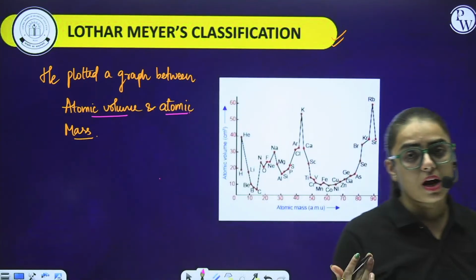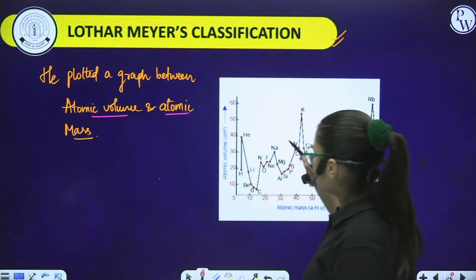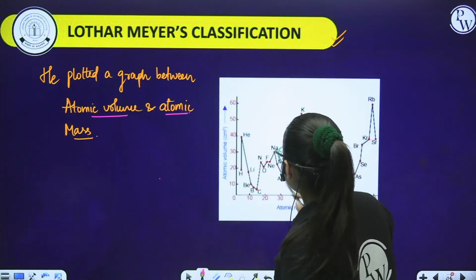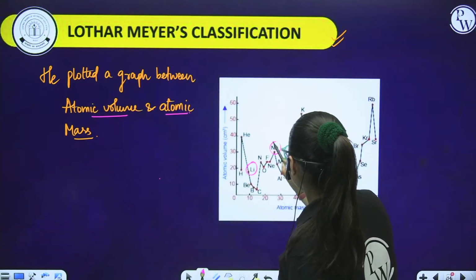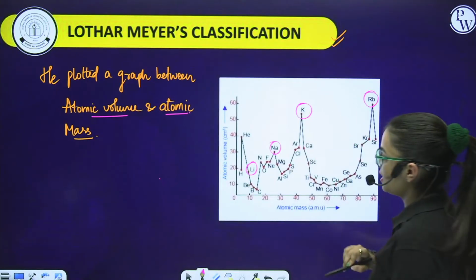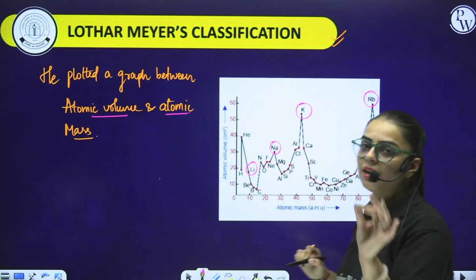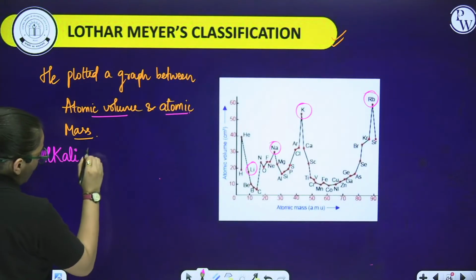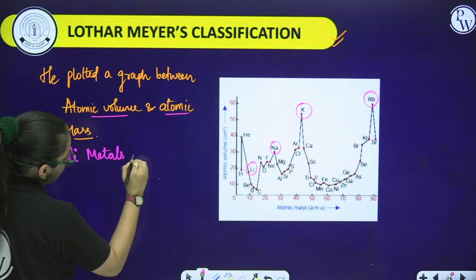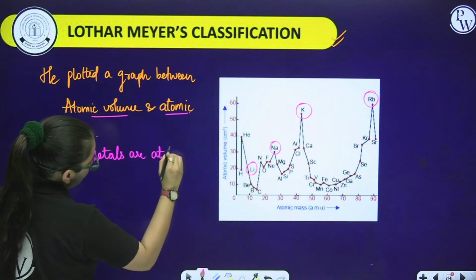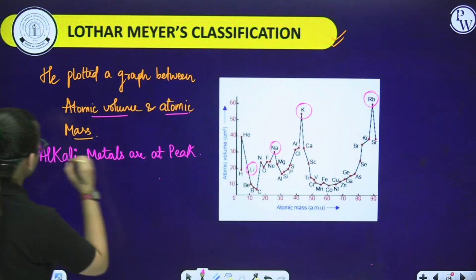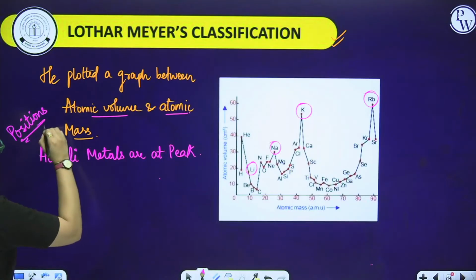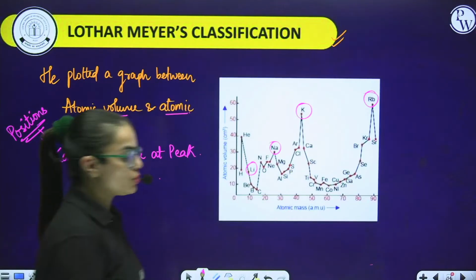Now, when he plotted the graph, he saw a lot of observations. First of all, let me show you. This is lithium, sodium, potassium, rubidium. What you can clearly see is that all the alkali metals are present at the peak. I'm talking about the positions over here.